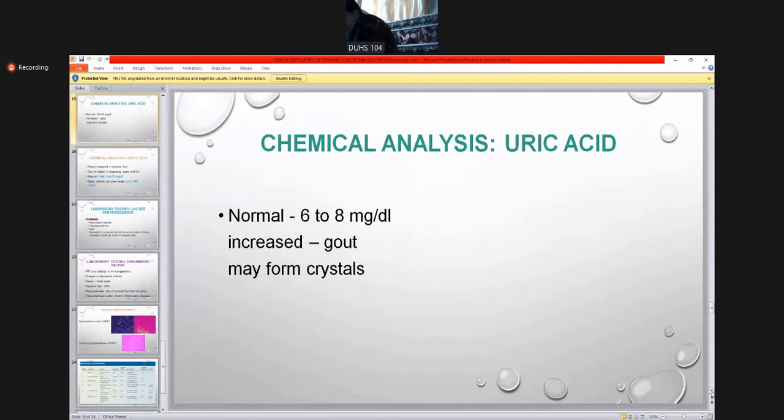Right. Then uric acid. We all know uric acid crystals are increased in gout, and normally they are not present, not more than 8 milligrams per deciliter.